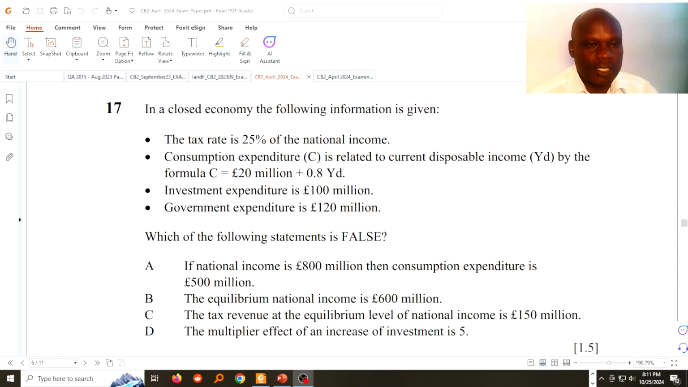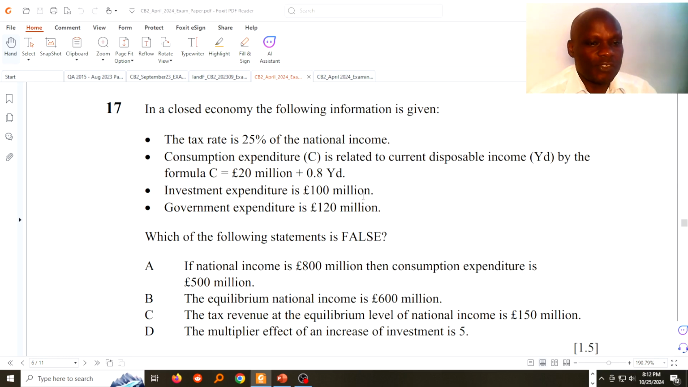Yeah, here we consider again question 17 of the April 2024 examination of CB2, that is business economics. Now we look at question 17, which is: in a closed economy, the following information is given. The tax rate is 25% of the national income, and consumption expenditure, given by C, is related to current disposable income by the formula.